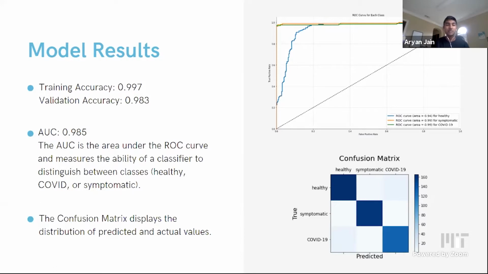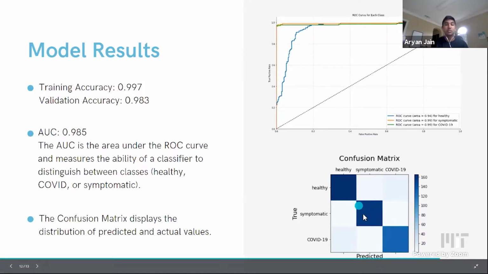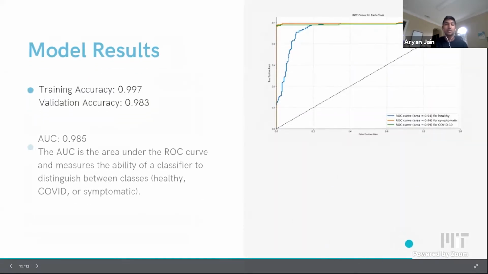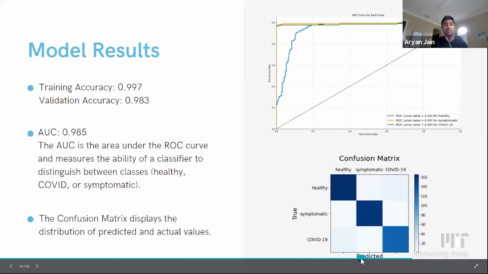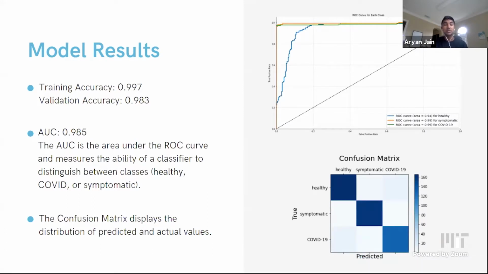And because our AUC is 0.985, this tells us that our model is performing at a very high level. Finally, in the bottom right, a color map of our confusion matrix is shown. The diagonal of blue squares represents true positives, or the number of times the machine learning model was able to correctly predict the patient's disease. Thus, we want to maximize our predictions in the blue squares and minimize our predictions in all others.